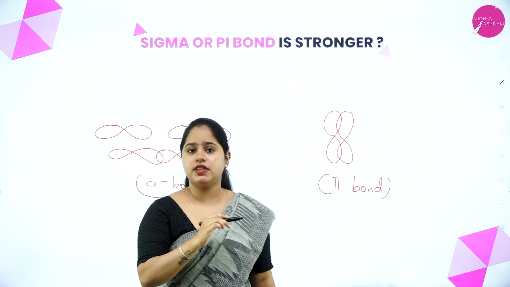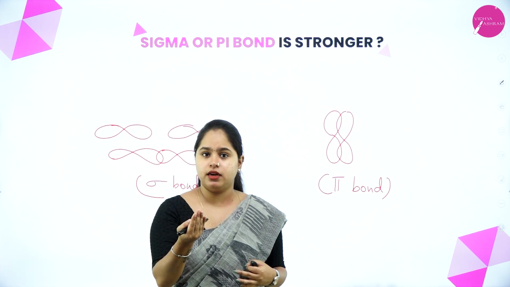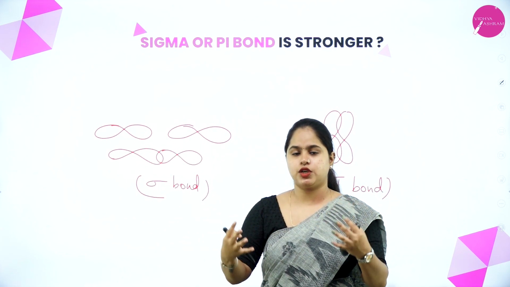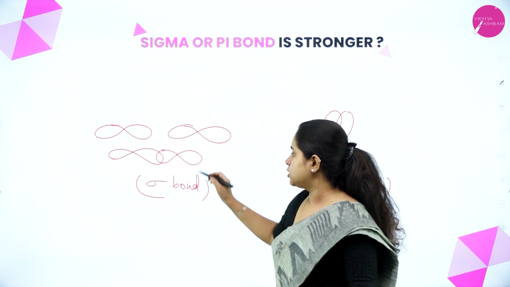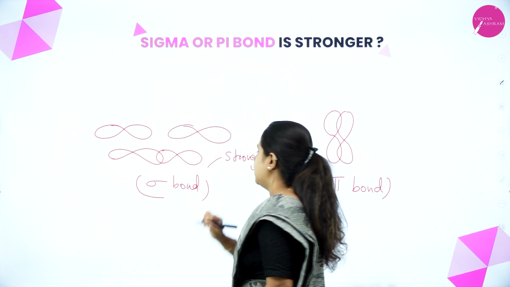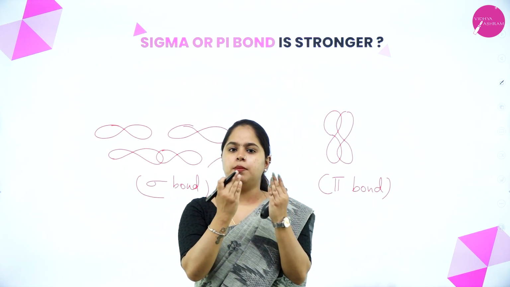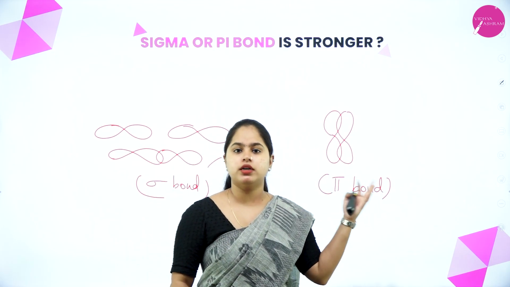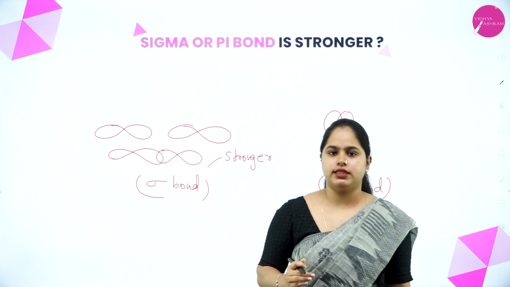That means, what did we study in the beginning? If the extent of overlapping is more, then greater will be the strength of the bond, right? So in this case, as greater extent of overlapping is taking place here, that means a sigma bond will always be stronger than a pi bond. Clear? Because in a pi bond the overlapping is comparatively less than in the sigma bond. So overlapping is less means the bond strength will also be less. So sigma bond will always be stronger than pi bond.